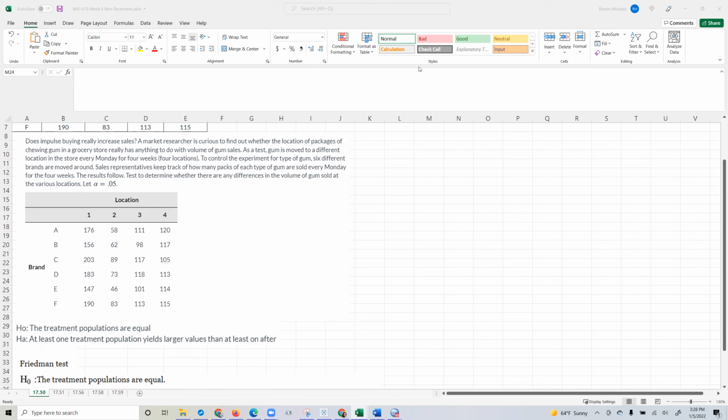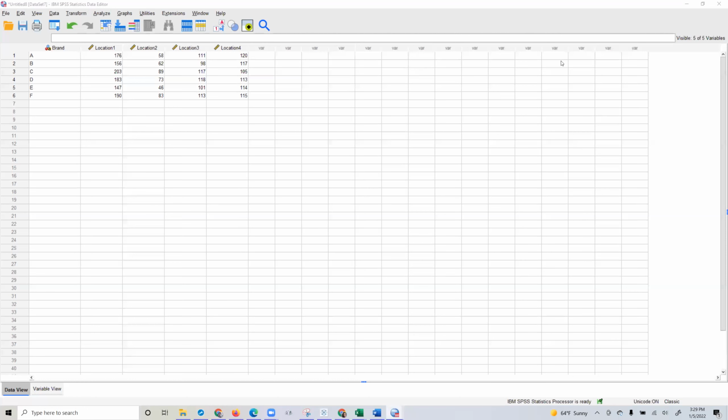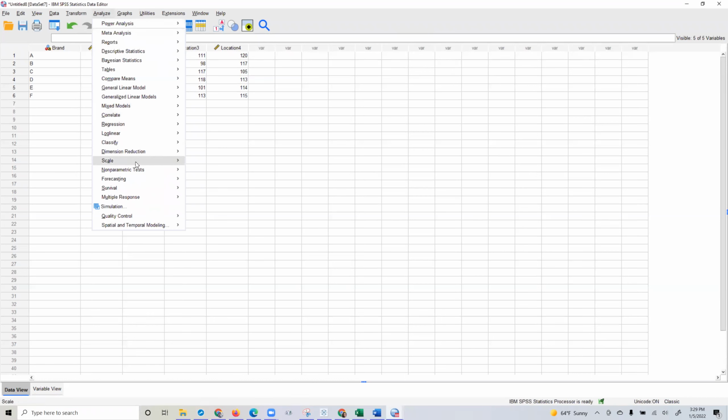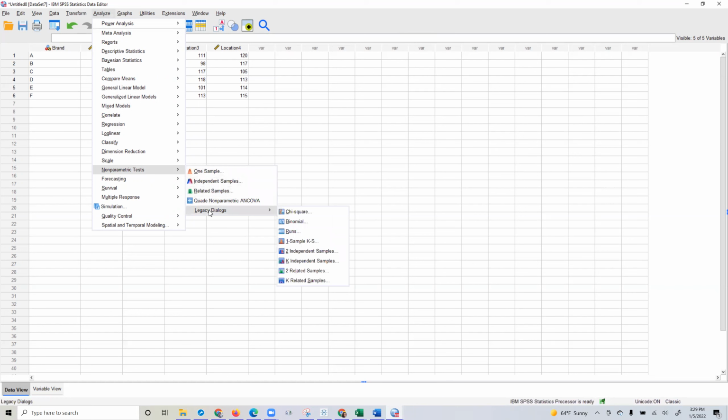Okay, so what we're going to do is take a look at this example and how to run the data using the Friedman test in SPSS. So I'm in SPSS and I have my brands A through F, with my different locations and the different gum sales located in each of these cells. So what I'm going to do is click Analyze, Non-Parametric Tests, and I'm going to click over here to where it says Legacy Dialogs and scroll down to the very last one that says K Related Samples.